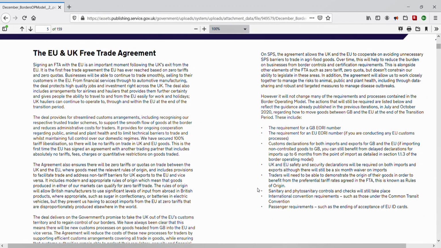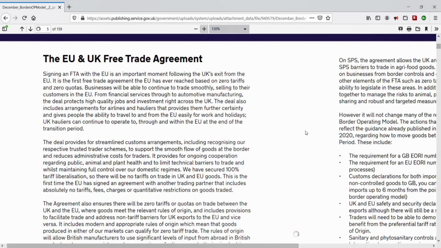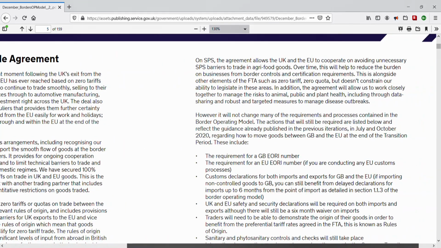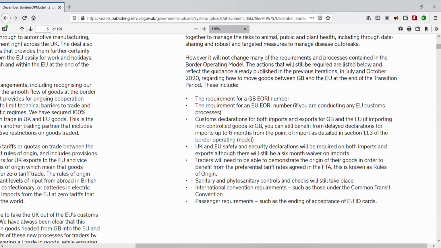Trader requirements. But as we see, the requirements for traders, as set out in the previous July and October 2020 versions of this border operating model still apply from January 2021. You can find such trader requirements in this December 2020 version too. So, as well as that which we have already seen, what are the trader requirements for moving goods between the UK and EU? Okay, briefly.